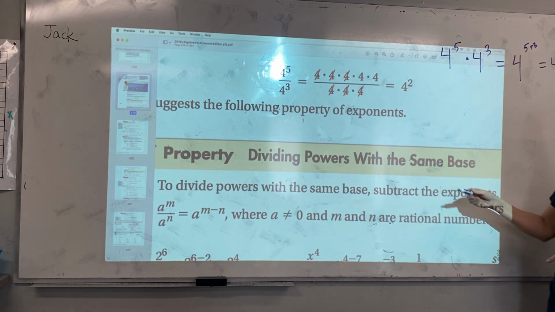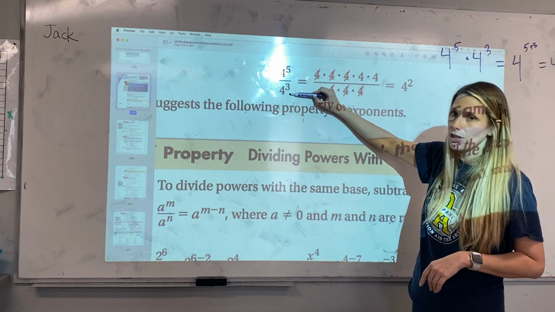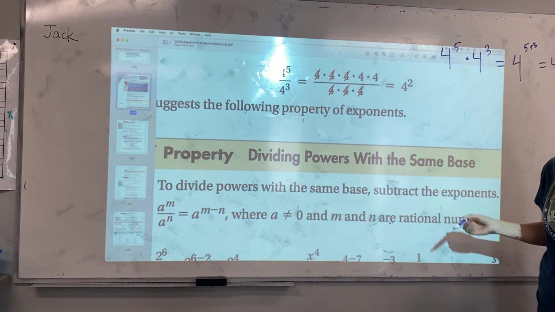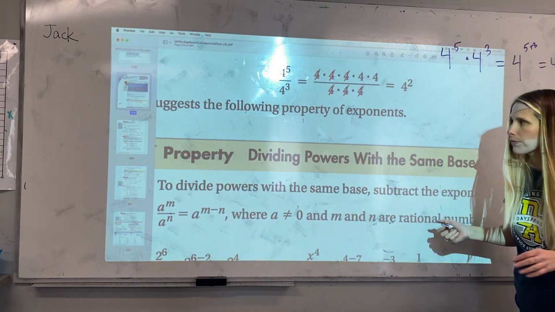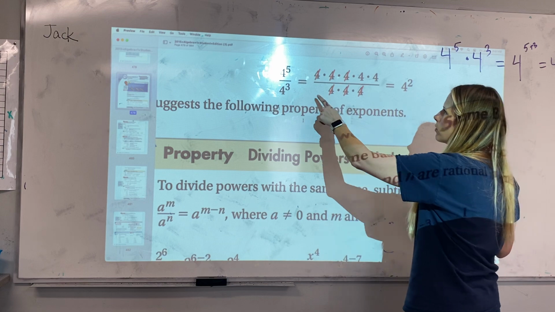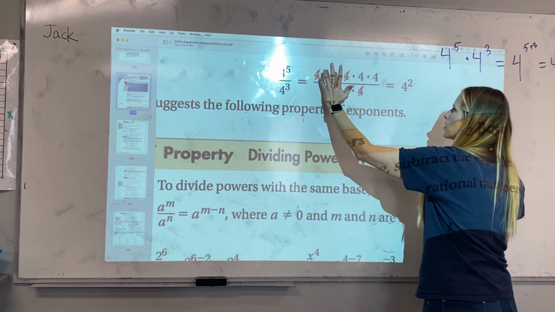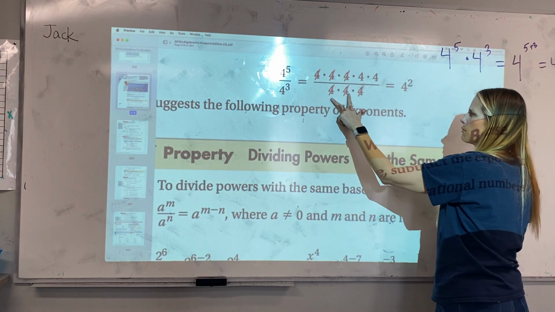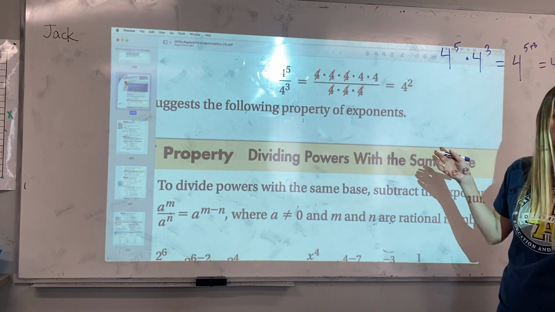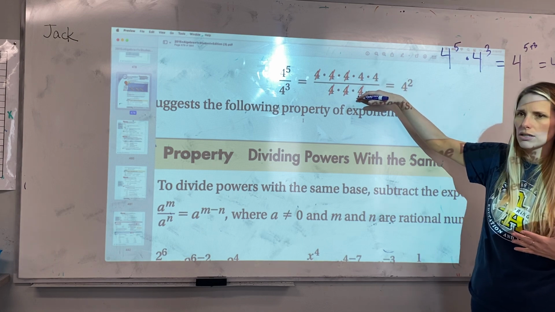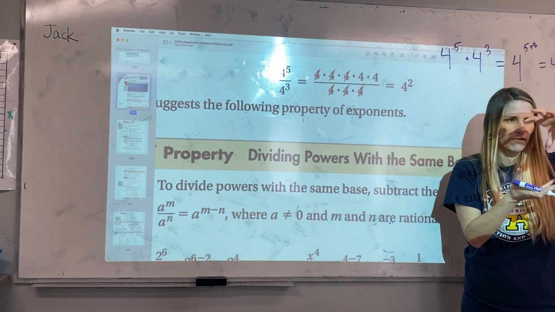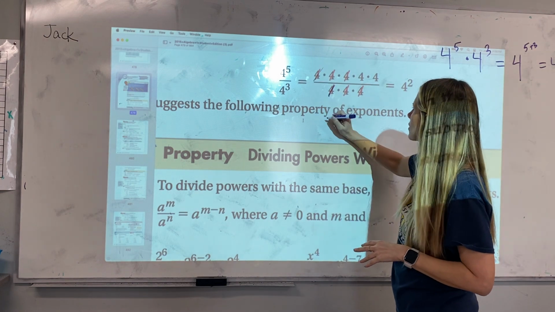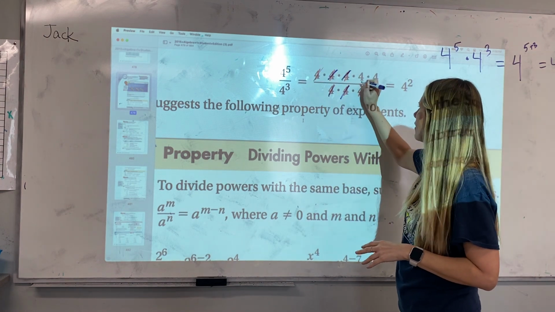Yes. So if you're dividing the same bases, we're simply going to subtract. 5 minus 3 is 2, so it's 4 to the second. And if you look at it written out, 4 to the 5th is 4 times 4 times 4 times 4 times 4. 4 to the 3rd is 4 times 4 times 4. And if you show that in division, if you have a 4 over 4, that cancels itself out, right? So that pair is gone, and that pair is gone.